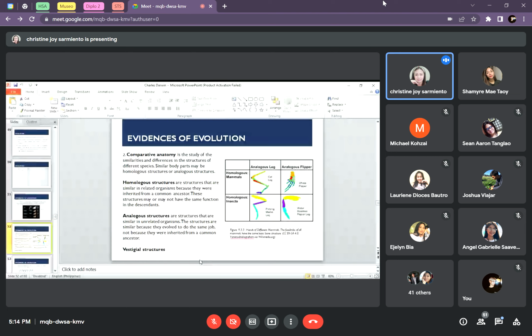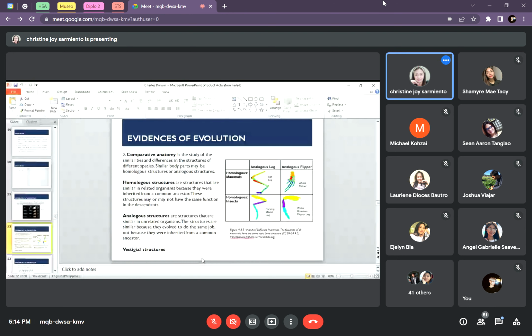And then, pag sinabi po natin vestigial, yung vestigial po, ma'am, yun po yung mga nag-evolve po na parts ng body po from ancestors po na until now nag-exist, pero yung purpose niya po ay hindi na po nagagamit or useless na po yung part of body or part po ng isang living organism.